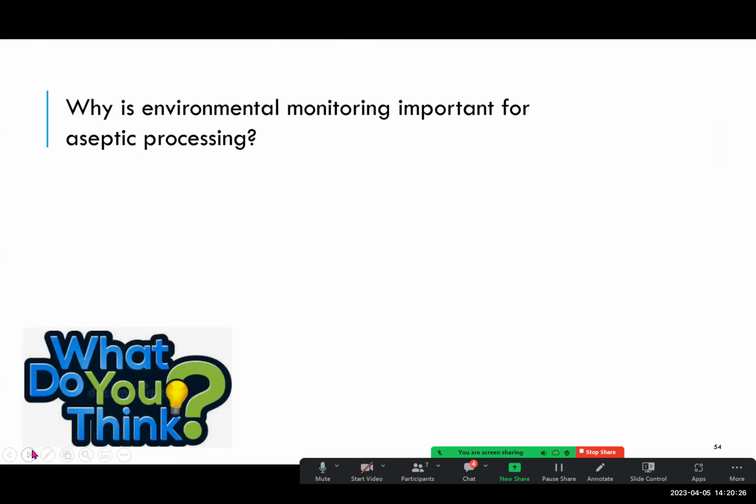So we know that the environment is a contamination risk. 5% of contamination in clean rooms comes from the environment. So why do we think monitoring the environment would be important to aseptic processing? Anybody want to take a shot at that? You can unmute or answer in the chat.